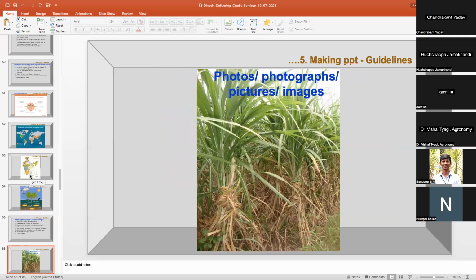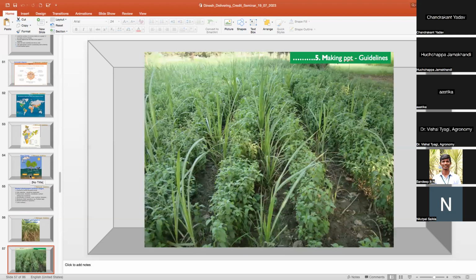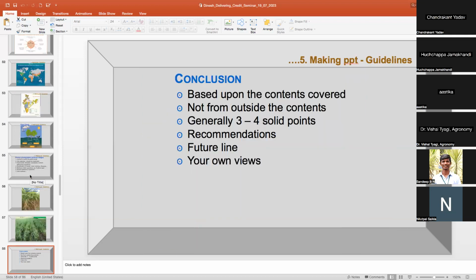So now you can show some practices of agronomy or agriculture, like tying in sugarcane. You can show some intercropping systems. A variety of intercropping systems can be shown. This is just one or two examples.